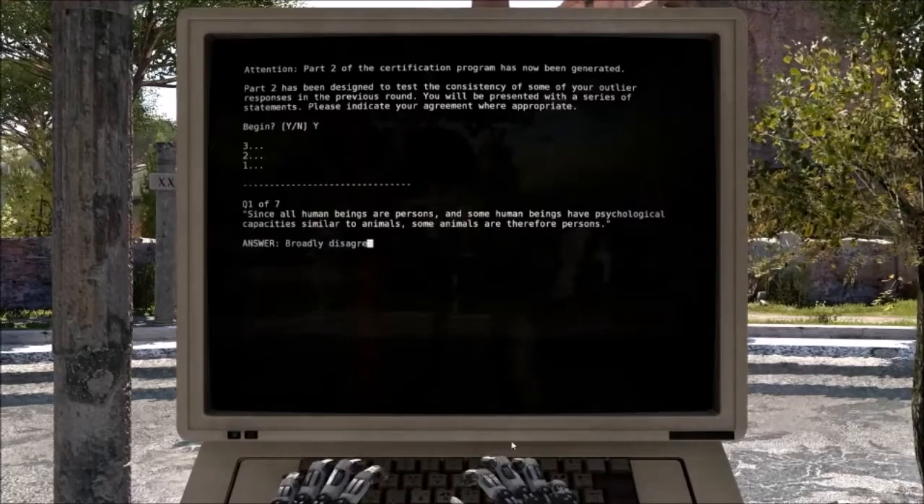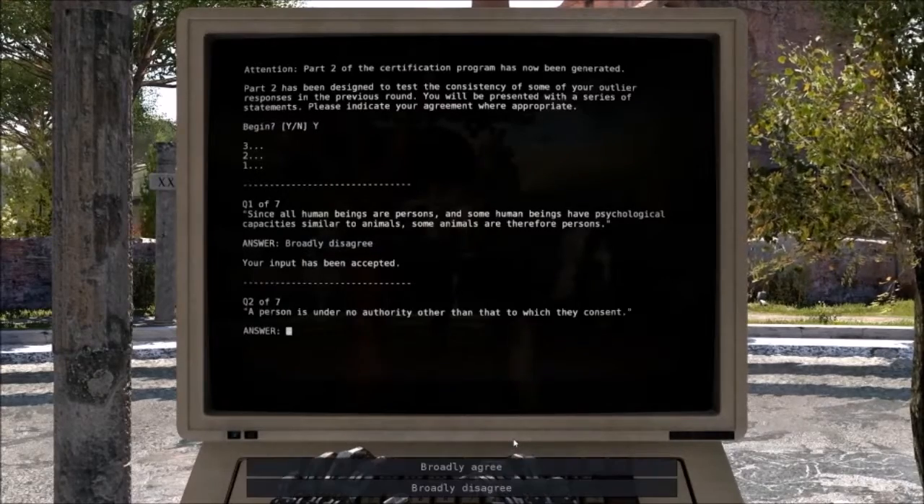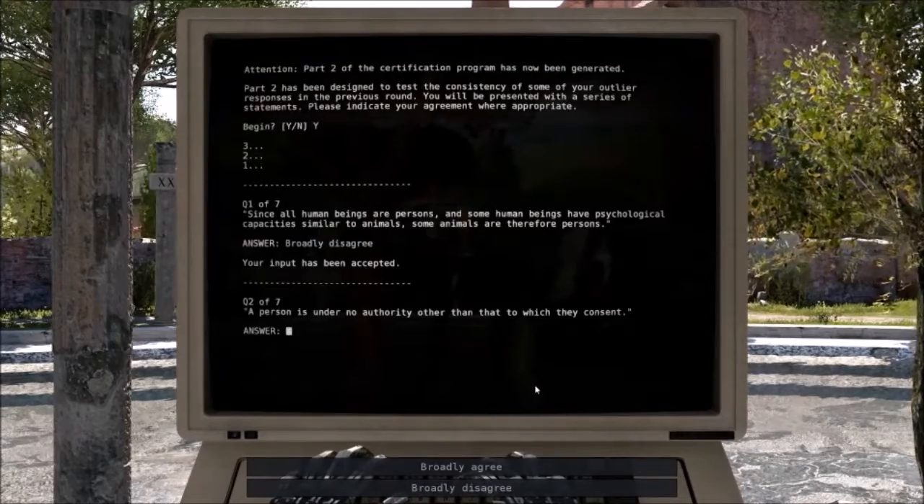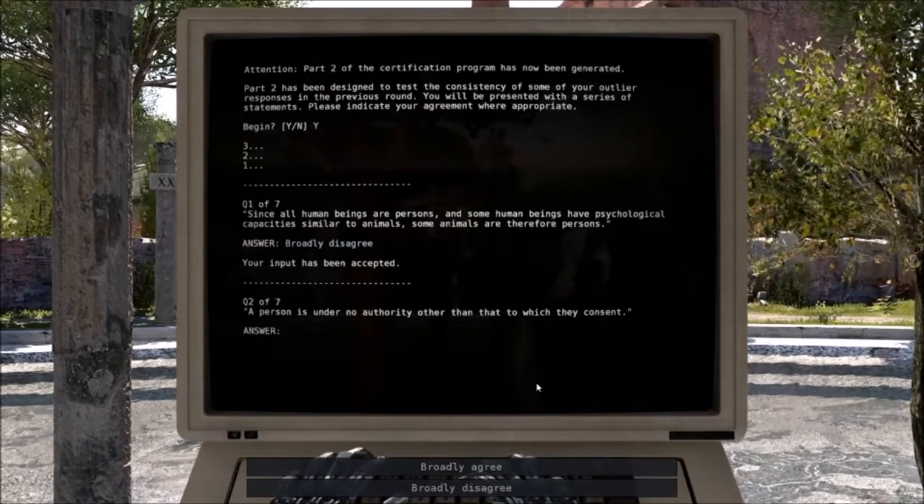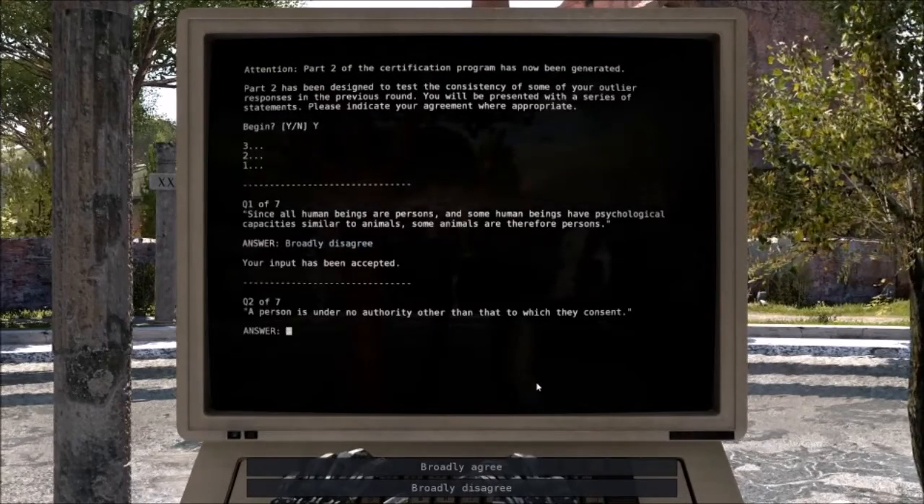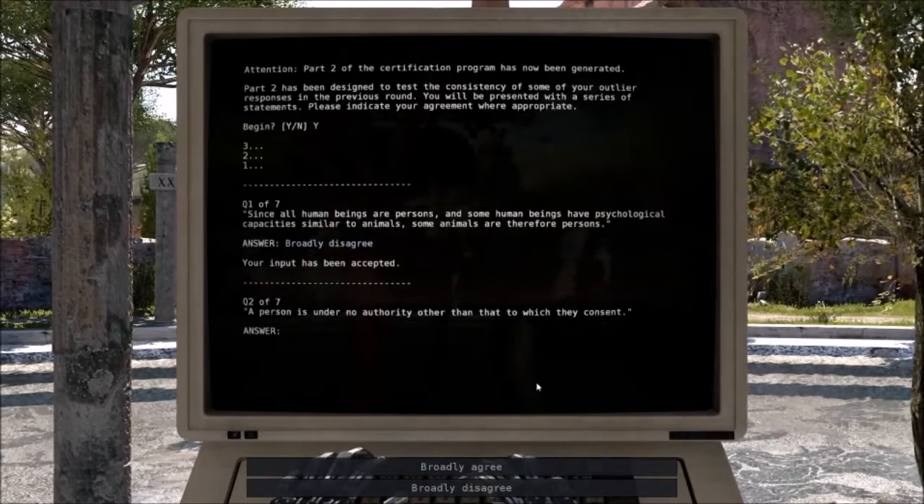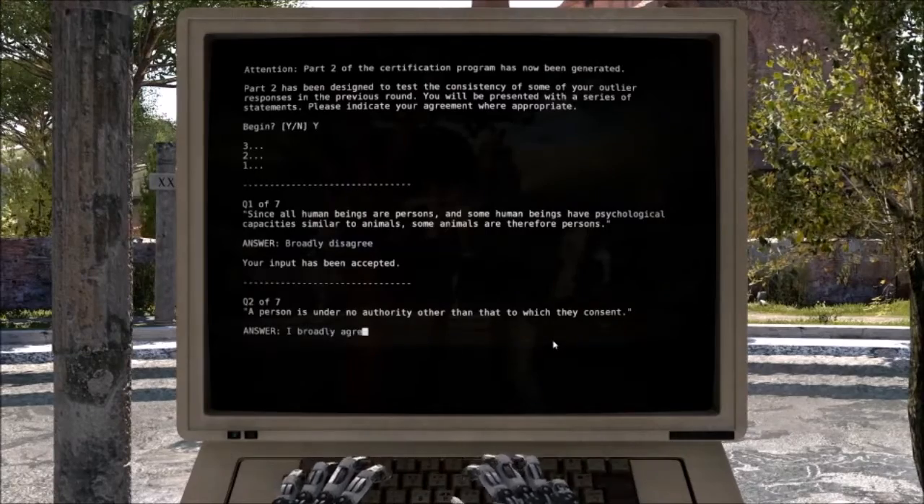No. A person is under no authority other than that to which they consent. So wait, what? So in other words, you only have power if someone gives you the power? Or... yeah, I guess.